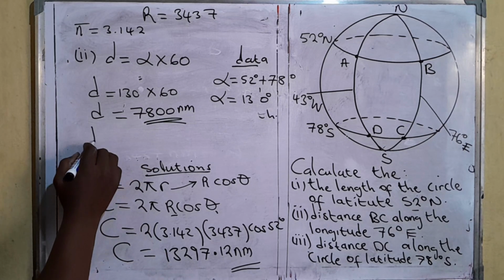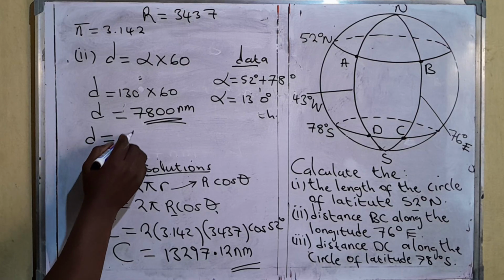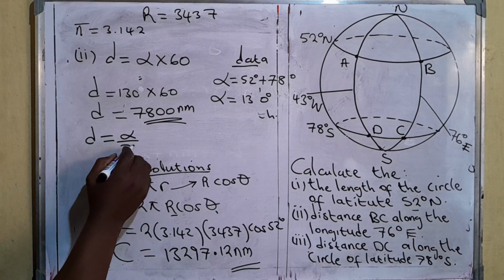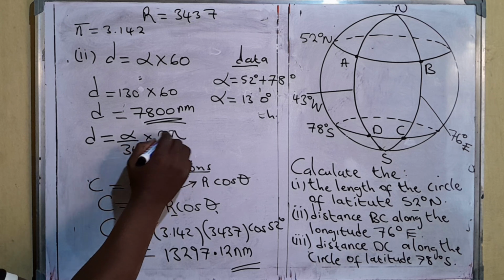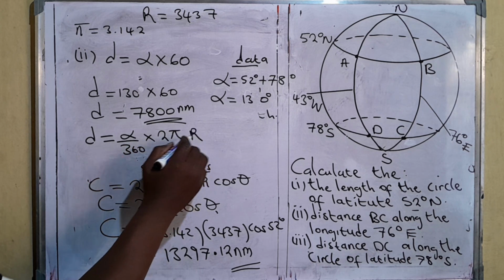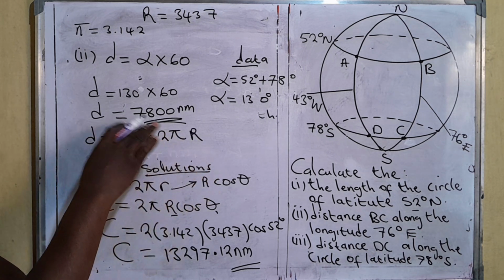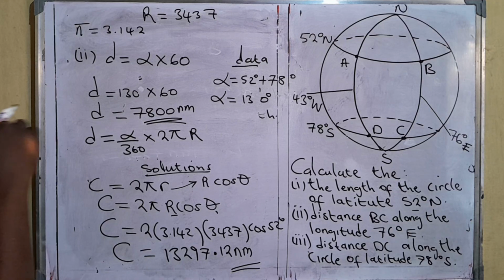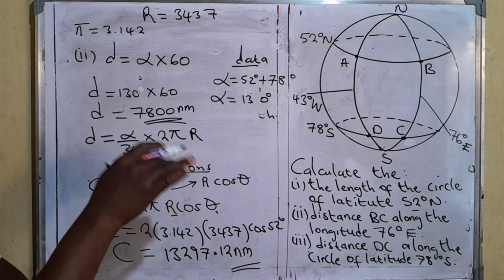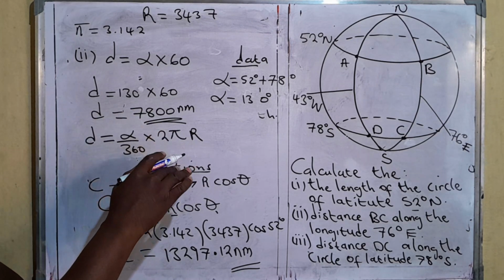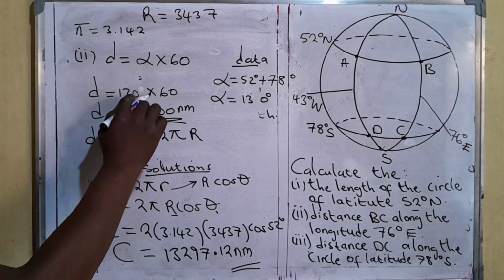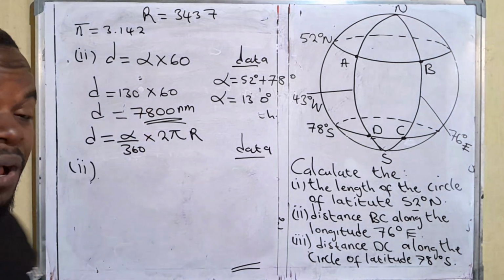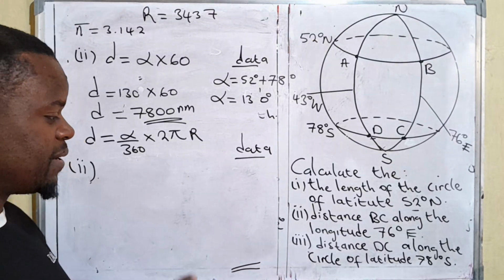We can as well apply a different method to resolve this. We can use this formula: difference in latitudes over 360 times 2 pi r. This one will still give you the same answer as that one. If it is different, there will be just a slight difference at the far end. You can apply this method. All right, let's now resolve question 3.